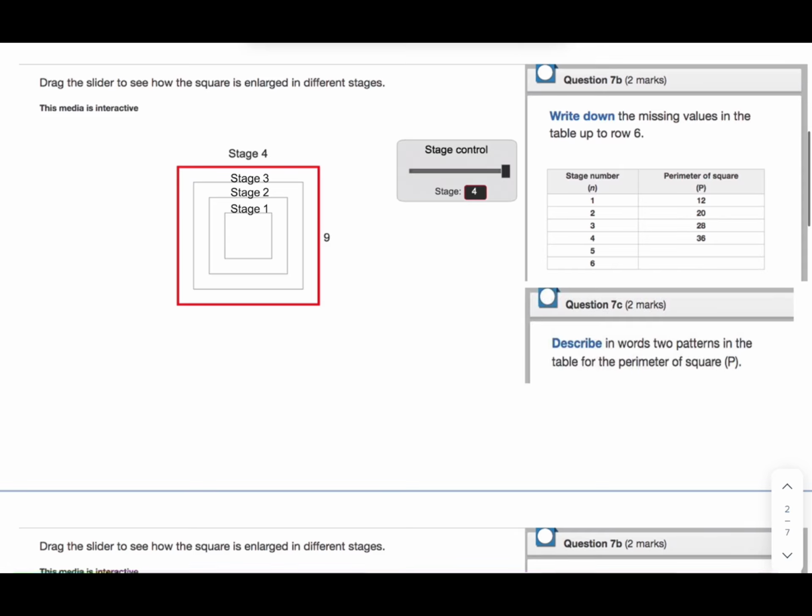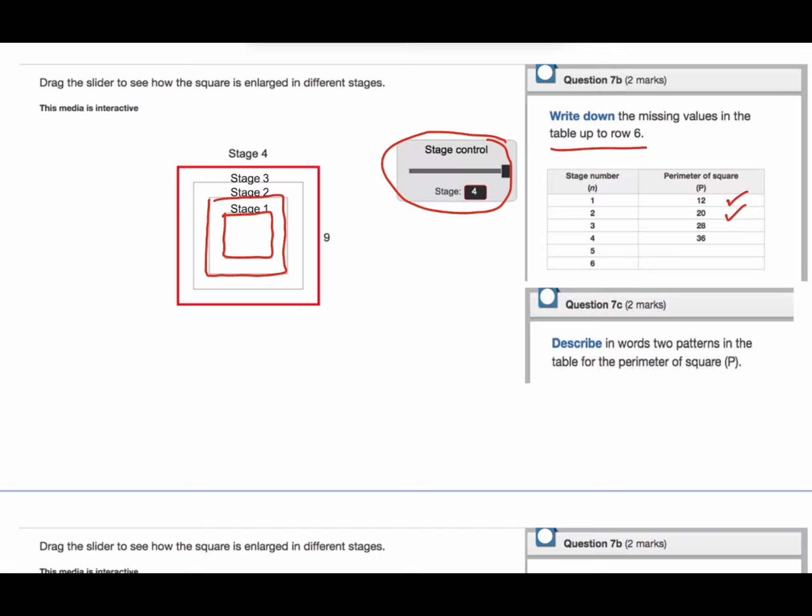So the next thing will usually give you some sort of context where it will let you see things happening to that original, in this case, square. So the first square, what they called stage 1, has a perimeter of 12. Stage 2 in this diagram tells you that the perimeter is 20, and so on, and it gives us the first 4 stages. So using this, it will say, can you complete the table?